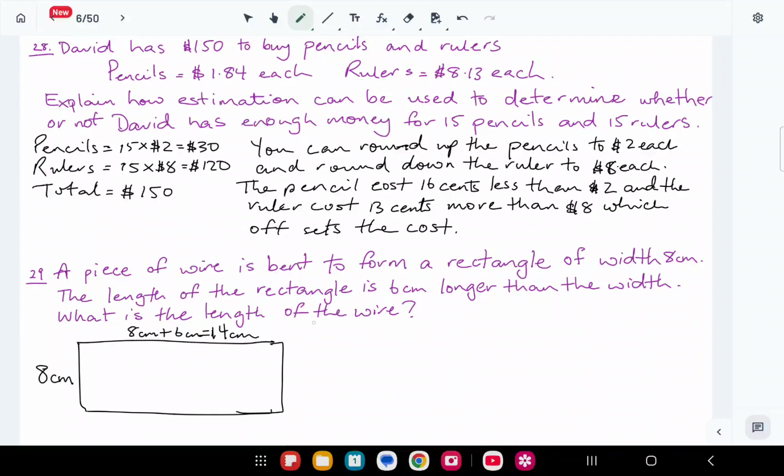Alright, so to calculate the length of the wire, it is 14 centimeters plus 8 centimeters plus 14 centimeters plus 8 centimeters, which is basically the perimeter of the rectangle, and that should give us 44 centimeters.